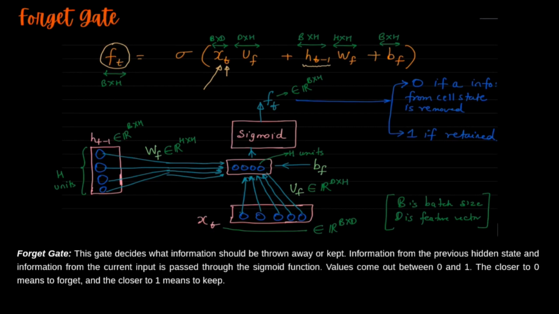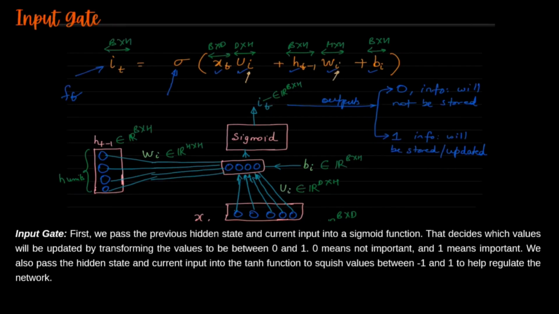And the next gate is called the input gate. First, we pass the previous hidden state and current input into a sigmoid function that decides which values will be updated by transforming the values to be between 0 and 1. 0 means not important and 1 means important. We also pass the hidden state and current input into the tanh function to squish values between -1 and 1 to help regulate the network.